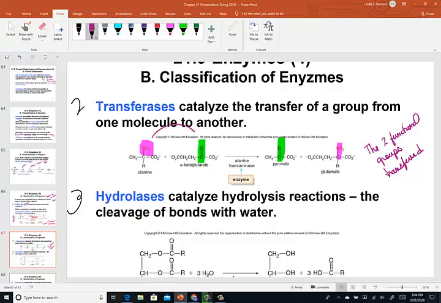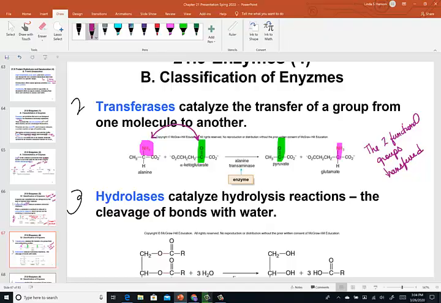Right? So it's just saying these guys switched places. And when they did so, the type of enzyme that regulates this metabolic pathway is known as a transferase, transferring one functional group for another between two molecules.